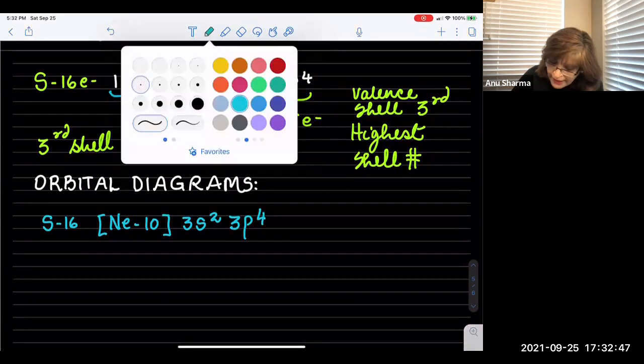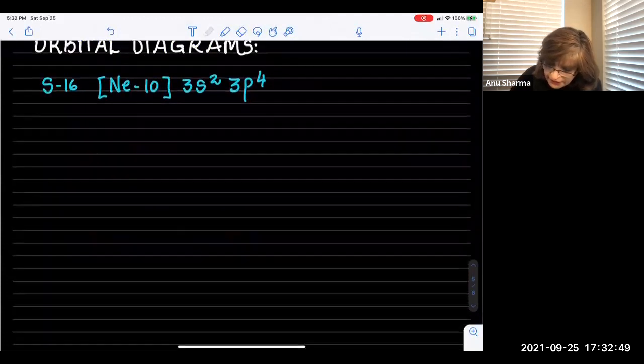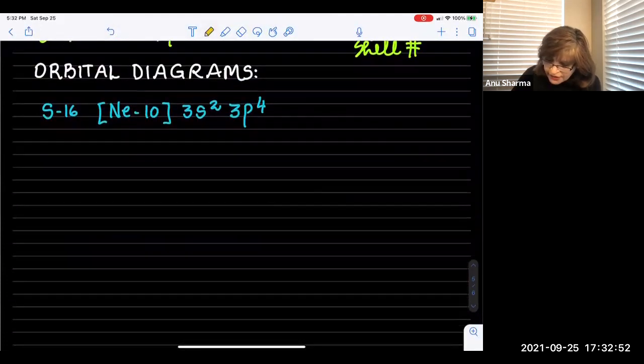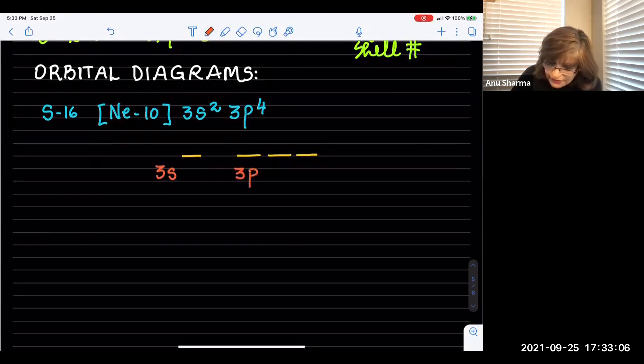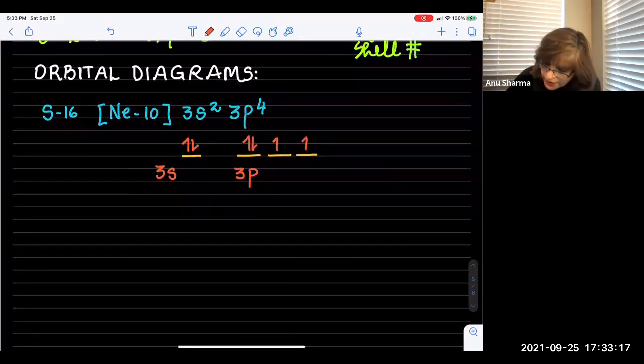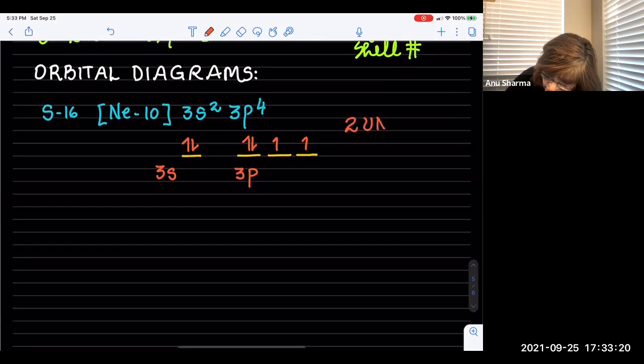In this case, the orbital diagram looks like 3s2 and 3p4. Remember, p can only have three orbitals. So this is 3s and this is 3p. 3s2 looks like this. 3p4 looks like what? 1, 2, 3, and 4. So we see two unpaired electrons. This is the reason why sulfur will make two bonds.